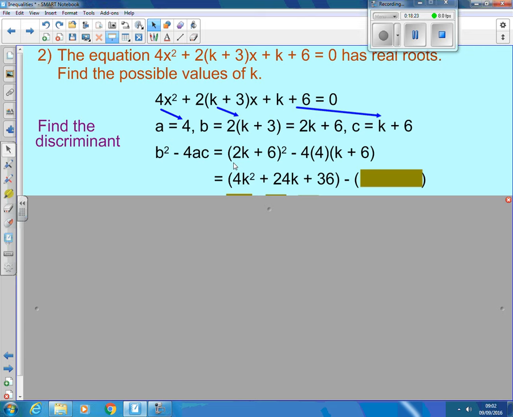If you wanted to, you could have written out 2k plus 6 in brackets, and then another 2k plus 6 in brackets, and expanded it longhand. You'll get the same answer.